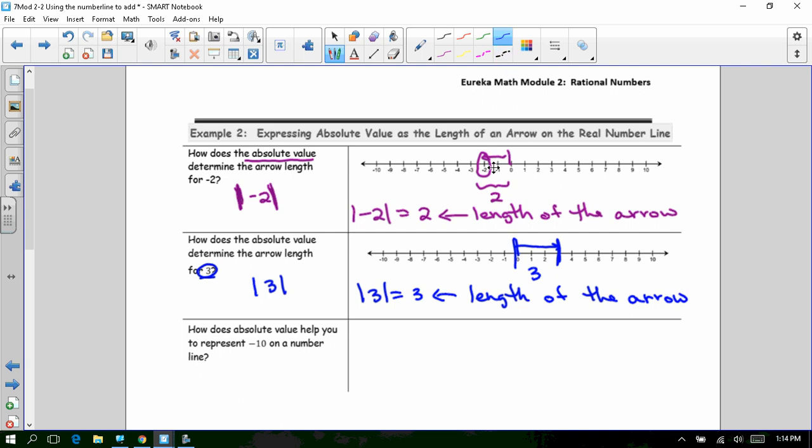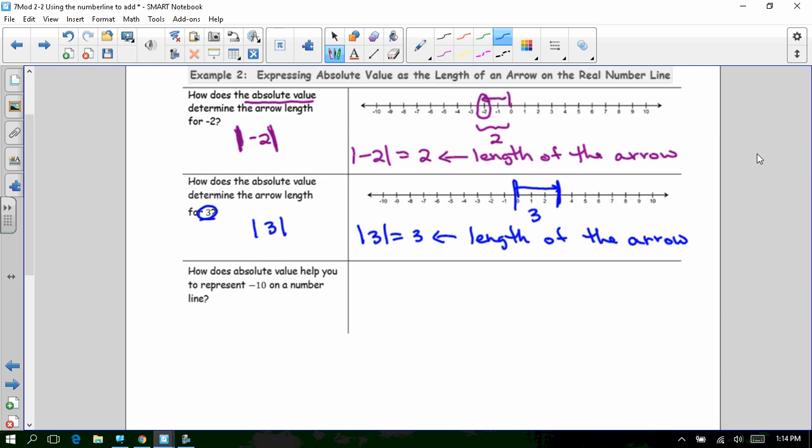How does the absolute value help you to represent -10 on a number line? So -10, what do I know about it? Well, if I said the absolute value of -10, that equals 10, right? That's the length of the arrow. Okay? What else do I know about -10? Well, I know the length of the arrow is going to be 10.